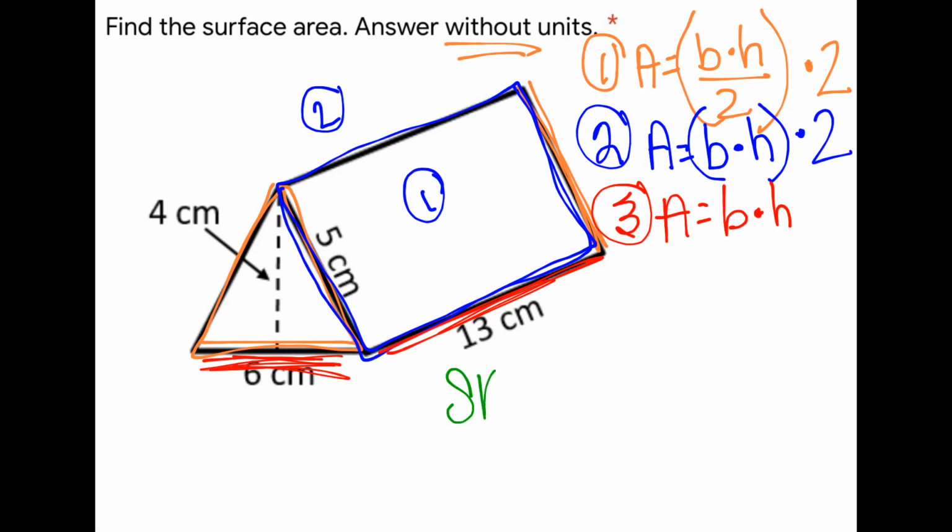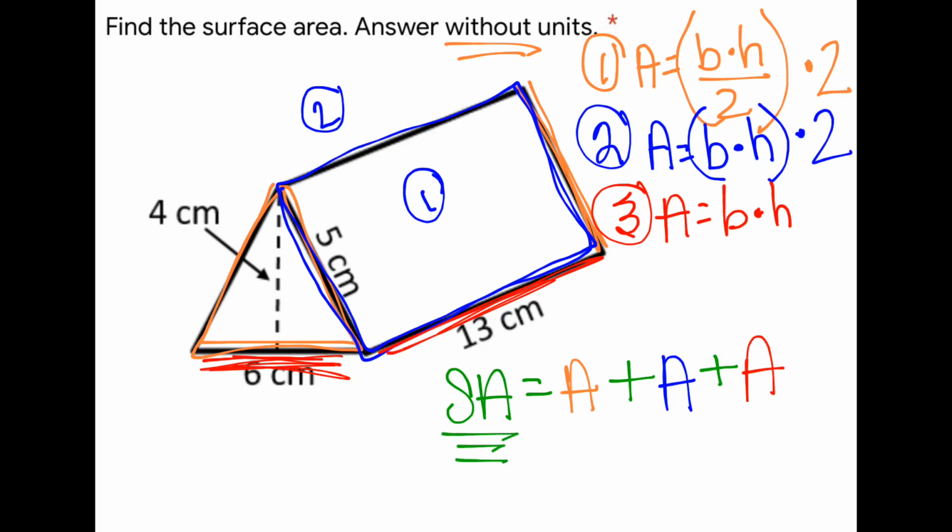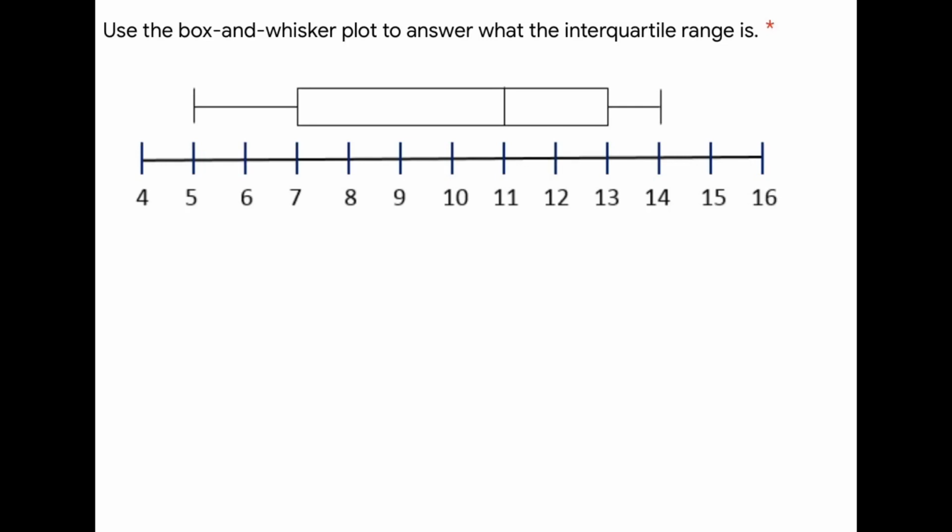To get your total surface area, you are going to take the area of your front and back plus the area of the 2 sides plus the area of the bottom. And that will give you your total surface area. And you're answering without units. Use the box and whisker plot.